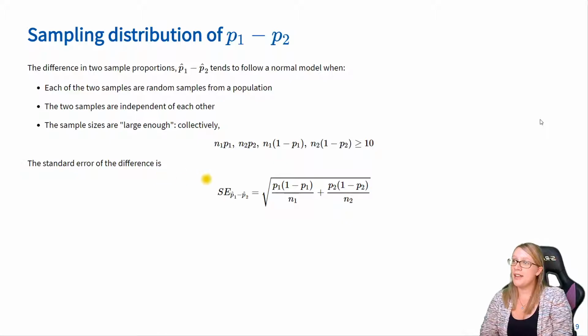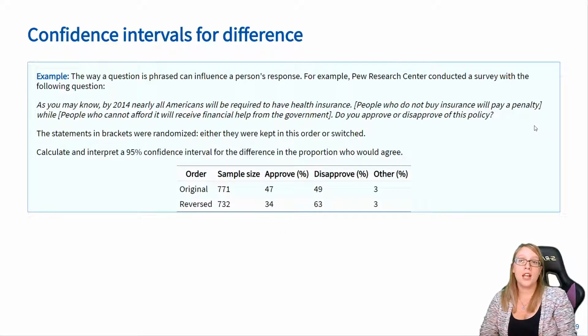So here we have a standard error of the difference in proportions. We get the square root of P1 times 1 minus P1 over N1 plus P2 times 1 minus P2 over N2. With this standard error, we'll use our tried and true methods for finding a confidence interval. So let's take a look at some examples.